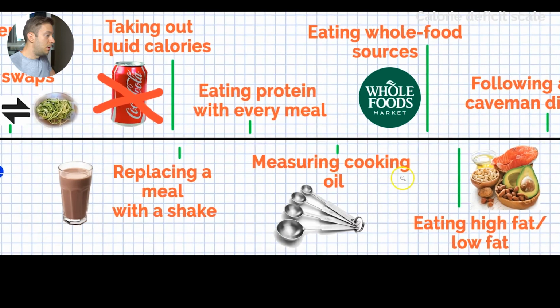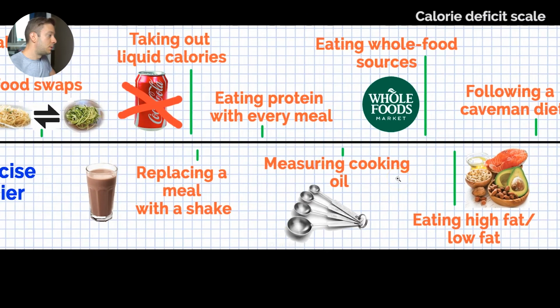Measuring your cooking oils. If you cook with oils, it could be anything from sunflower to coconut oil to olive oil. Oils add up, they have a lot of calories in them, so if you measure them, you can make sure you are just being aware of how much you're using and not overusing them. That can help you be in a calorie deficit.